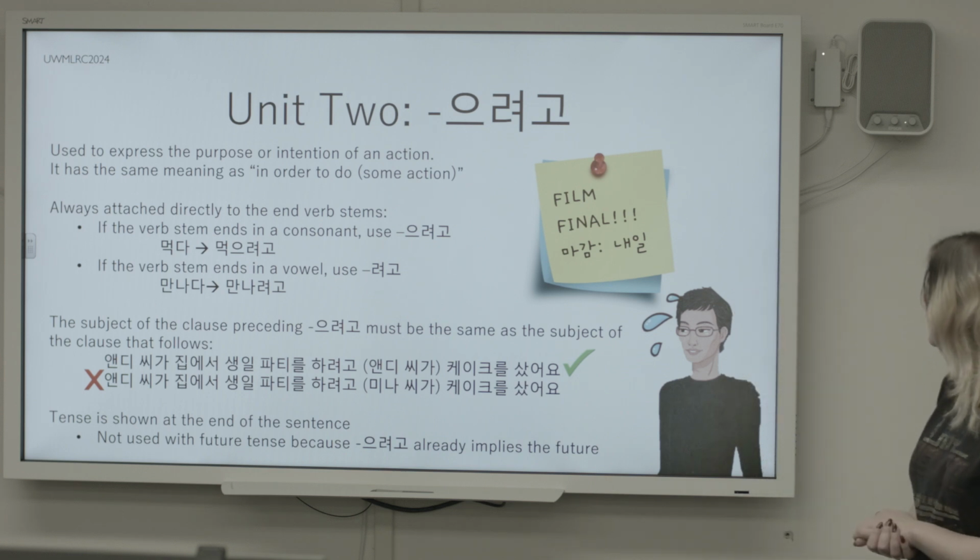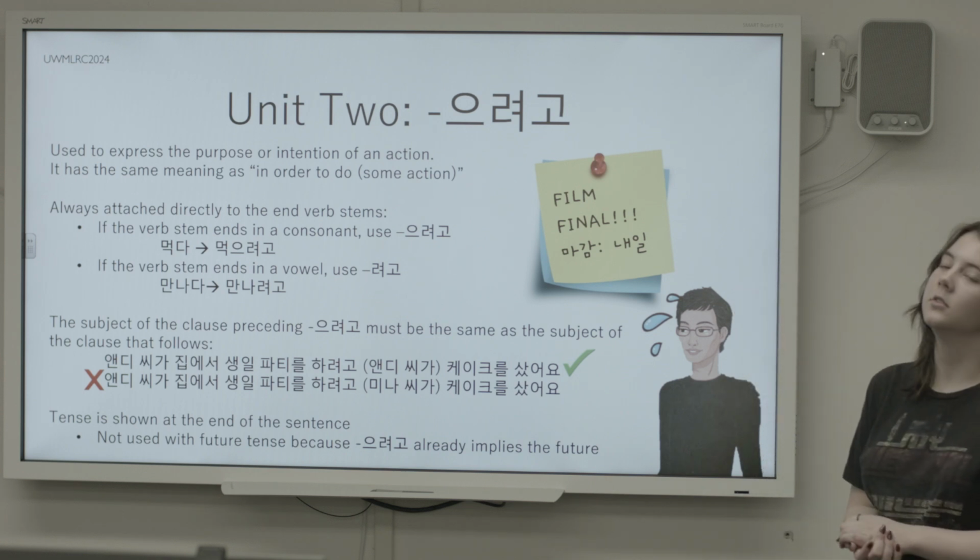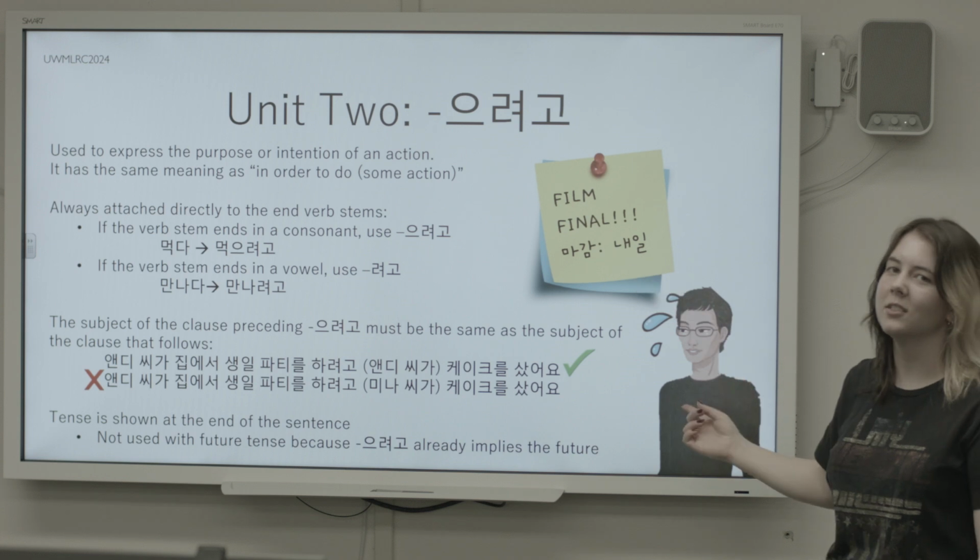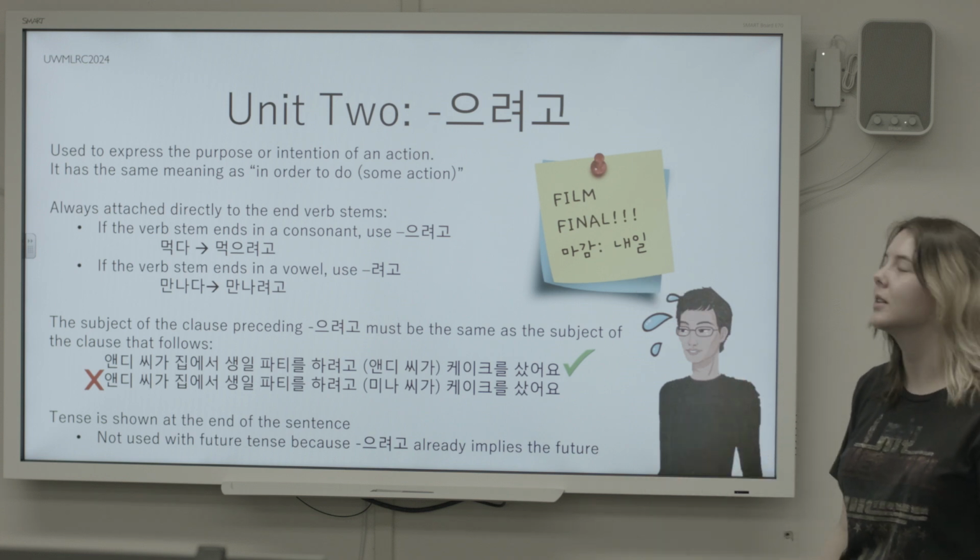Now, it looks like Ji-hoon has a film final due tomorrow, and he's kind of stressed about it, so let's see how he reacts.